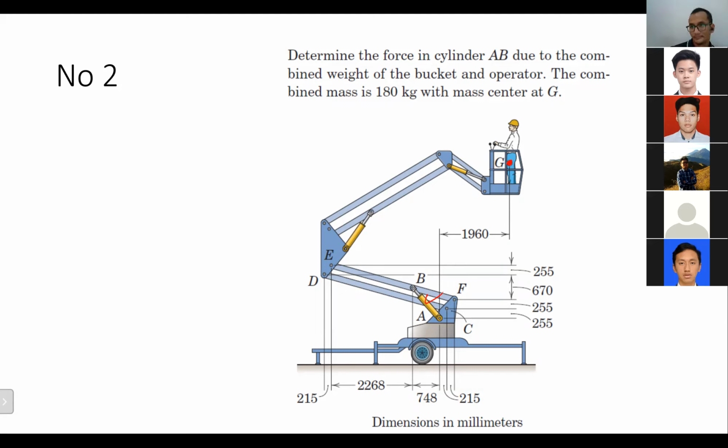Sir, can we use the cut method again, sir? I told you, never use the cut method in a frame or machine. Irfan, this is a frame and machine problem, not a truss problem. So I told you before, right? Can you use the cutting method here? No, sir. No, that's the answer.